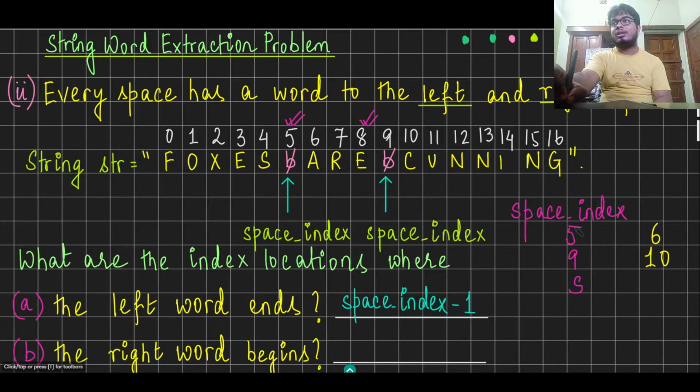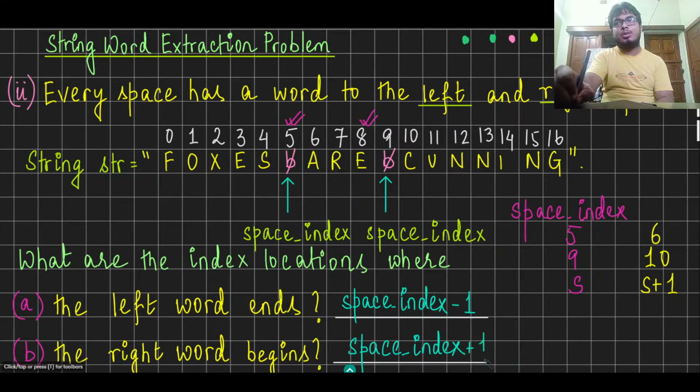Notice the pattern. When the space index is 5, the right word starts at index 6. When the space index is 9, the right word starts at index 10. So there's an increment of 1. Therefore, when the space index is S in general, then the right word would start from index S plus 1. Therefore, when the space index is this, then the right word would start from index space index plus 1.